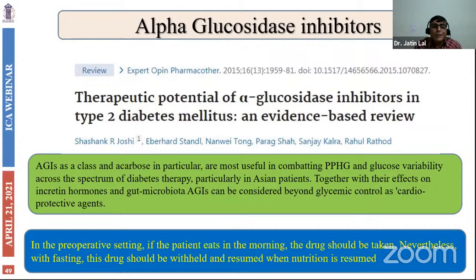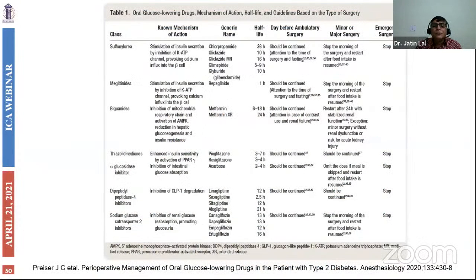Together with their effect on incretin hormones and gut microbiota, AGIs can be considered beyond glycemic control as cardioprotective agents. In the perioperative setting, the recommendation is that if the patient eats in the morning, the drug should be taken. Nevertheless, with fasting, the drug should be withheld and resumed when nutrition is resumed. So this is basically a summary of all the oral hypoglycemic agents discussed.